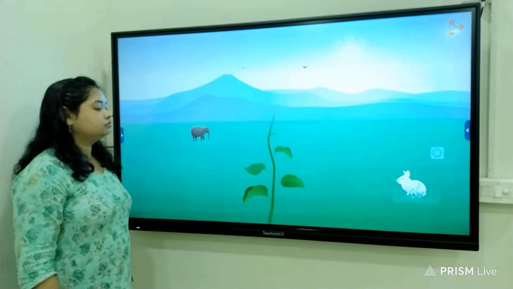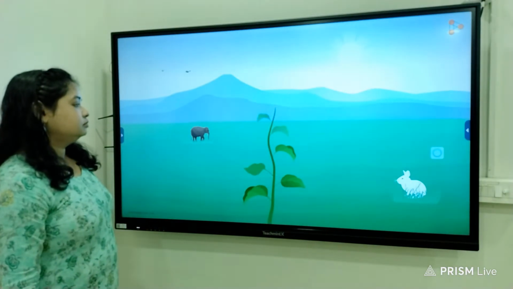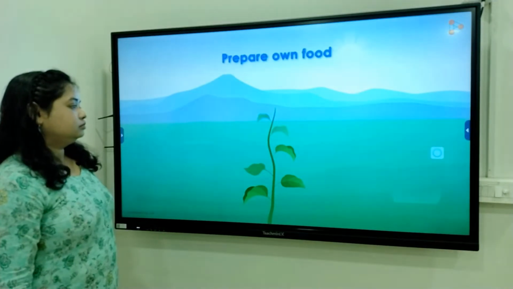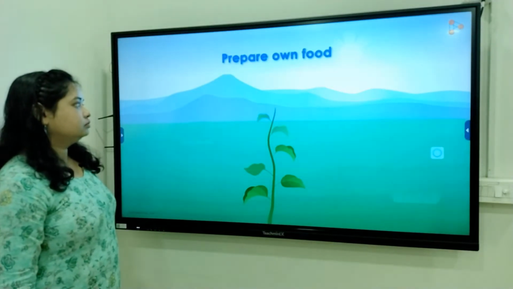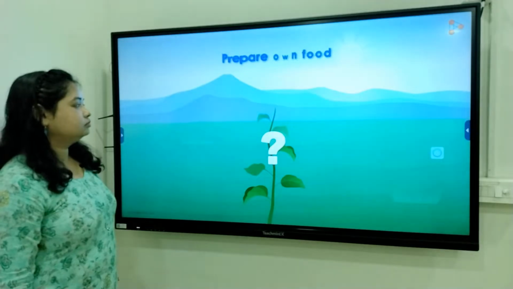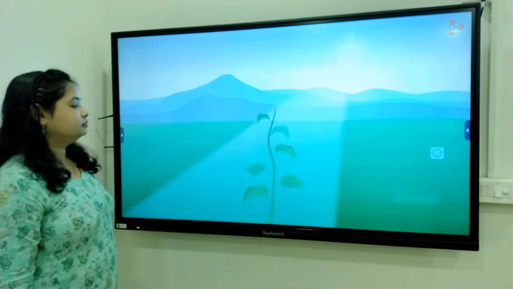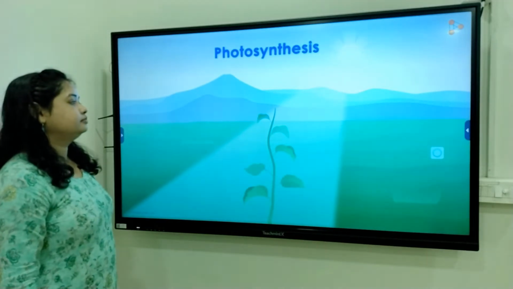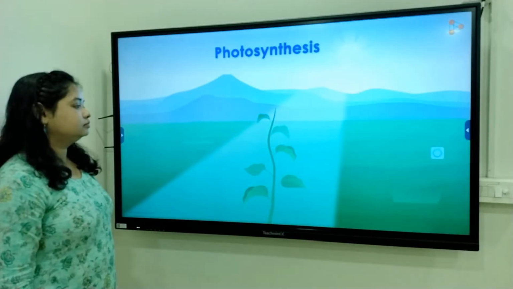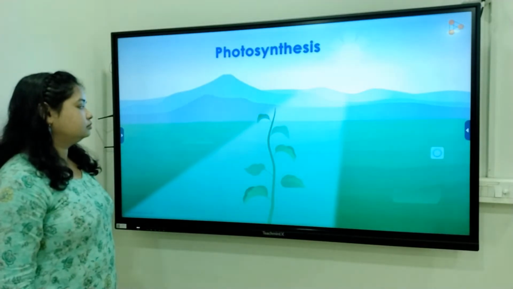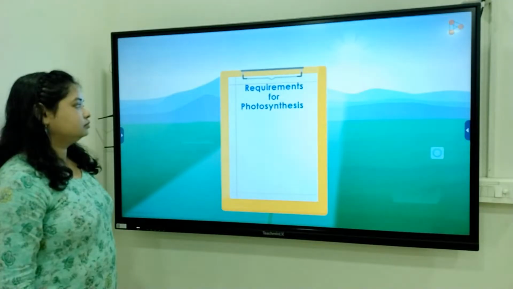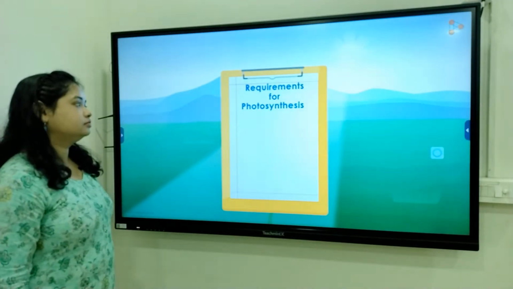Green plants are a unique creation of nature. Unlike animals, they can very well prepare their own food. And what is this process called? Yes, it's called the process of photosynthesis. Now, the question is that how do they perform this process? Let's understand the requirements for this process first.